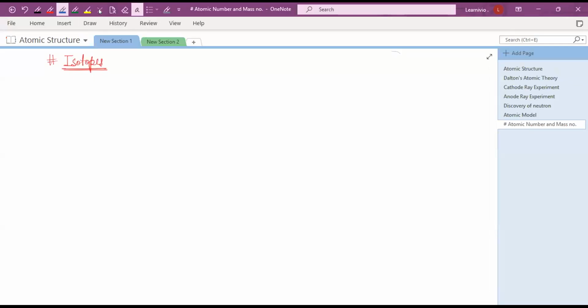Identical atomic number but different mass number. Yeah, right. The mass number is different but the atomic number is the same. Write it down.